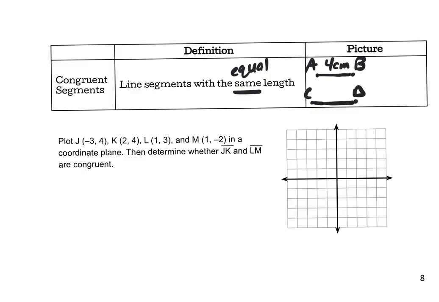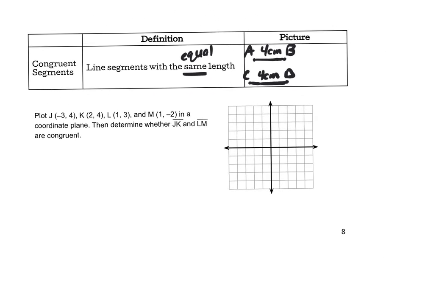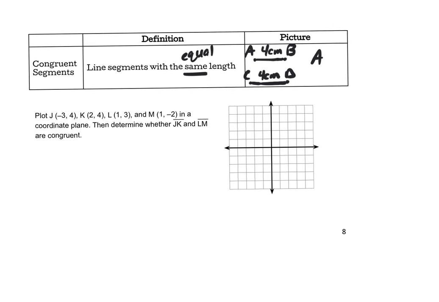Let's say CD is 4 centimeters. So then what I would say here is AB is equal to CD. And what I'm really saying here is the length of AB is the same as, or equal to, the length of CD. Okay? We know they're both 4 centimeters, so we know that they're equal to one another.